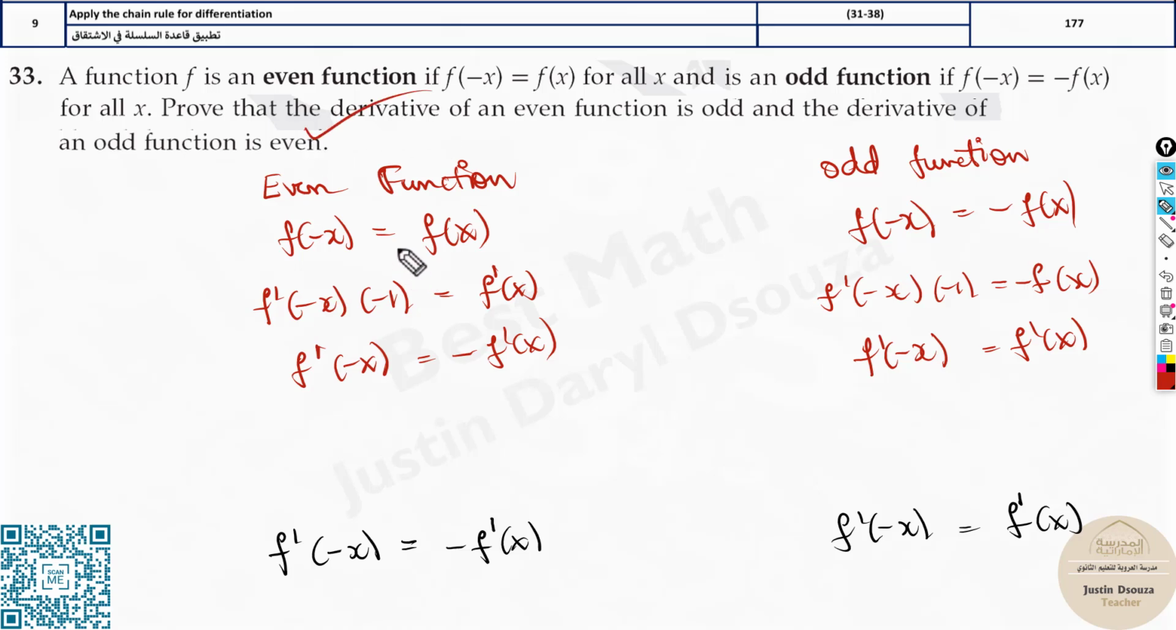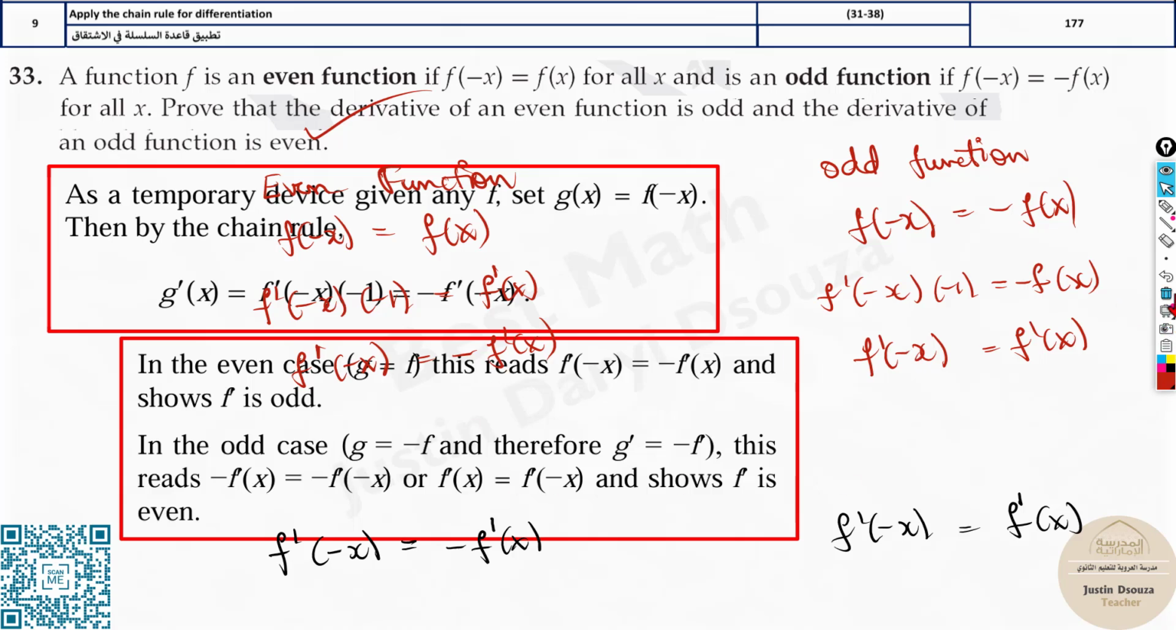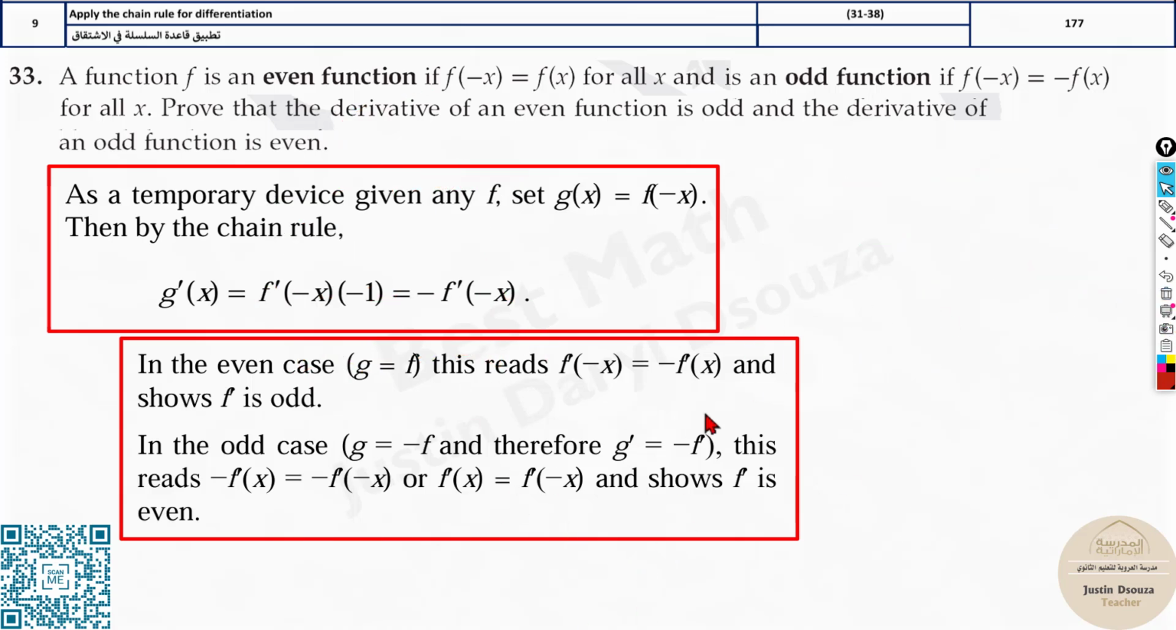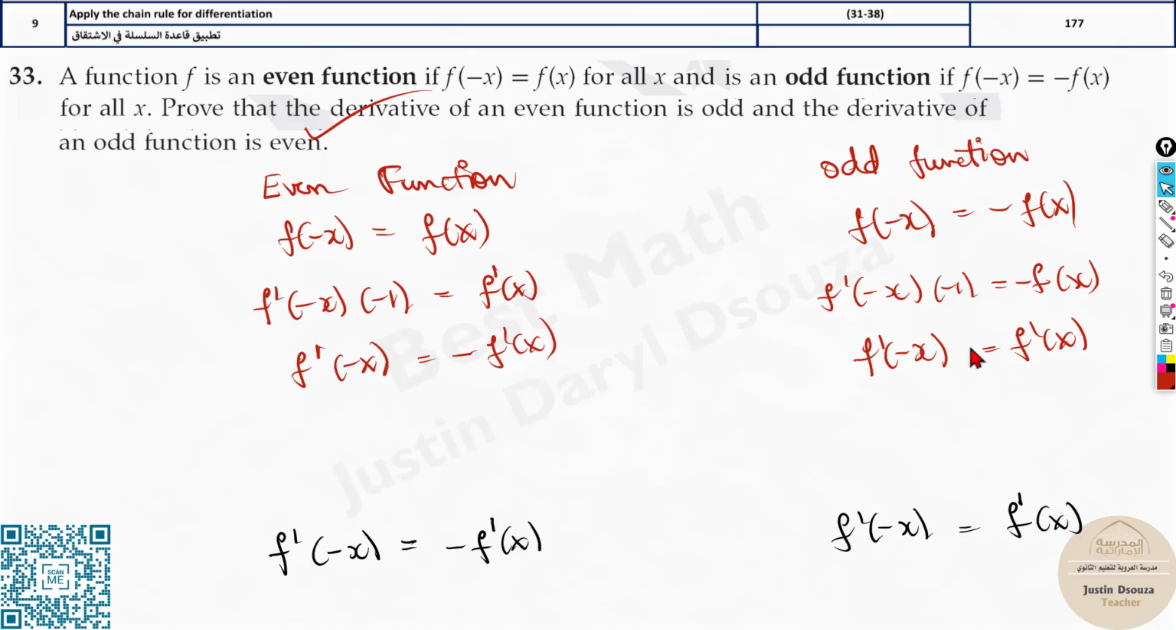By the way, this is an electronic part, so you will have to choose from options. Proving problems like this will not come, but this is the understanding. Odd function, when you derive it, you will get an even function. When you derive an even function, you'll get an odd function. The derivative of odd functions would be even. See over here, the same thing is told. So that's the thing. You can just follow this one, which is much easier to understand.